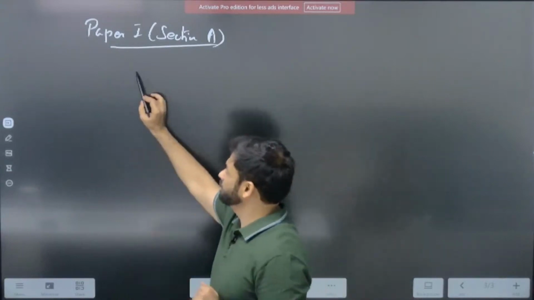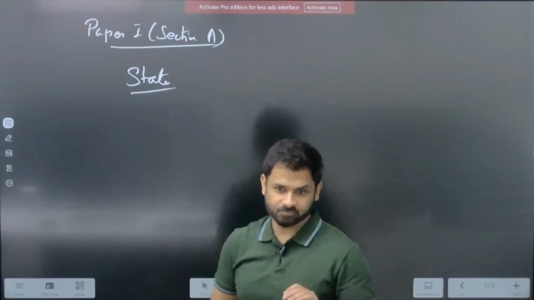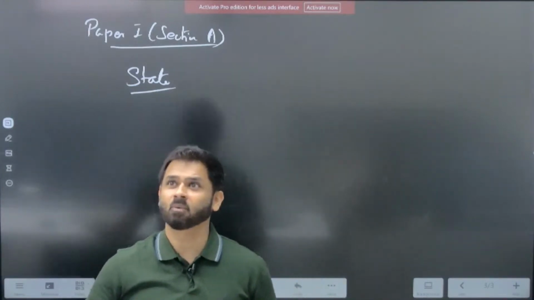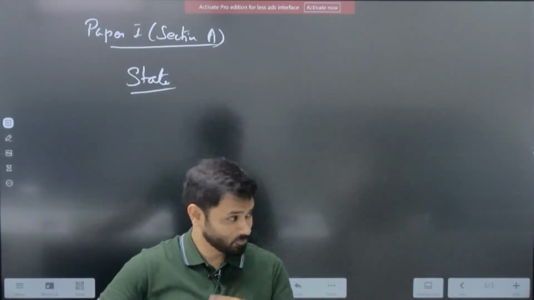See, the most important concept in political science is the state. All of you know what the state is. You have studied this in Indian polity. What is the state? The question is coming in that also.